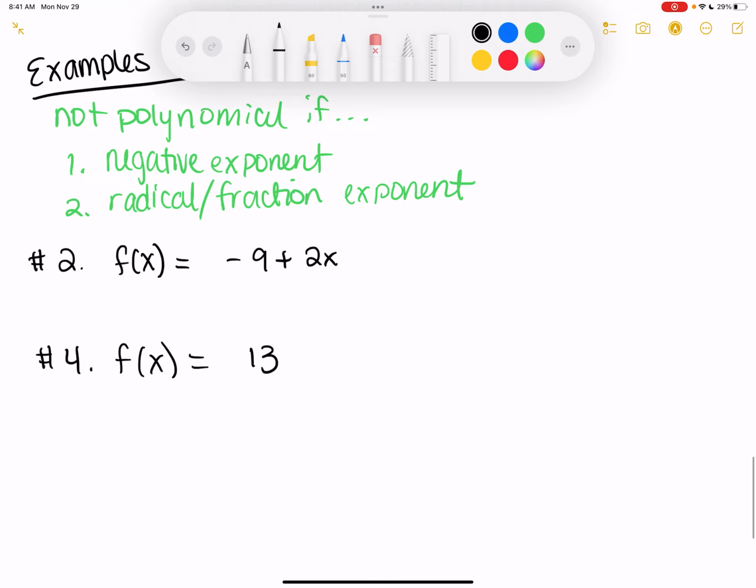Did you already solve them? No, she said she's gonna go back. I'm sorry, I was trying to do that. Number 6, k of x is equal to 4x minus 5x squared.